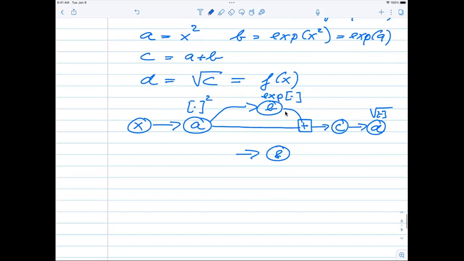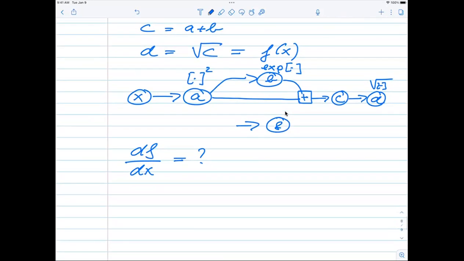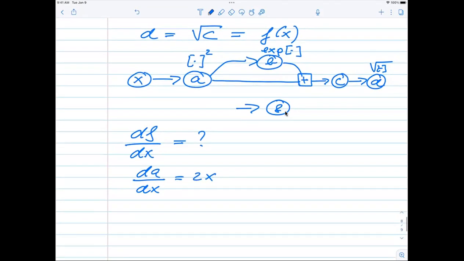Now, what we want is df dx, and we're going to use the chain rule to calculate this. We can do that in a feed-forward mode. So we would start with dA dx, which is the same as 2x, obviously. That shouldn't surprise you. And then we have dB dx, which, when we use the chain rule, is dB dA times dA dx. And when we plug it in, that gives us simply 2x times the exponential of x squared.